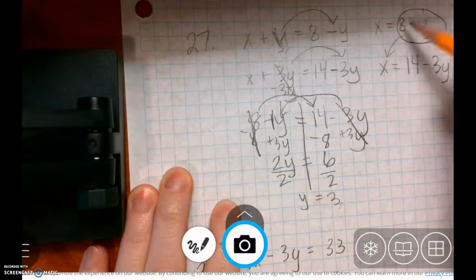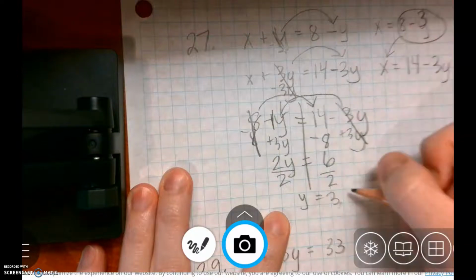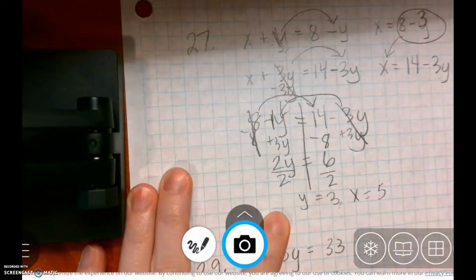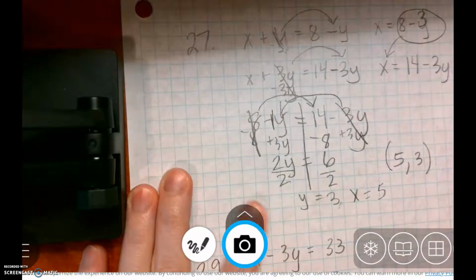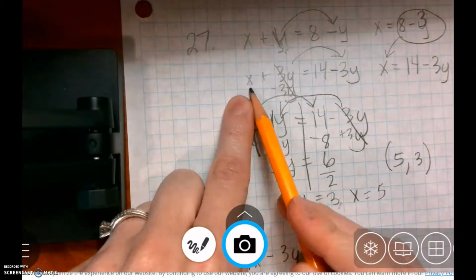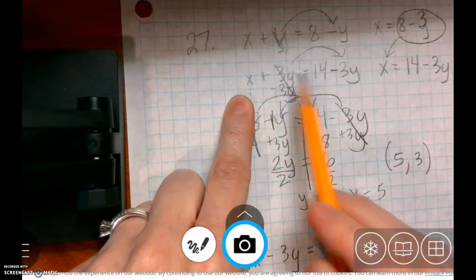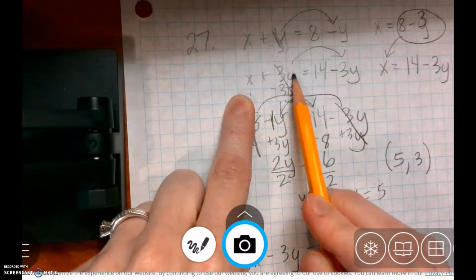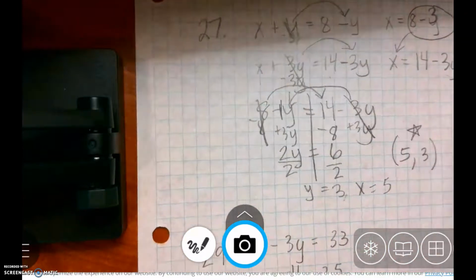And this one's the easiest right here. So I'm going to replace y with 3 right here, and 8 minus 3 is 5, so x equals 5. And I always do my ordered pair with x first and y second. And then I'm going to check it in the second equation and make sure it works. If I put 5 here plus 3 times 3 is 9, does 9 plus 5 equal 14? Yep, it does. So that is my answer there.